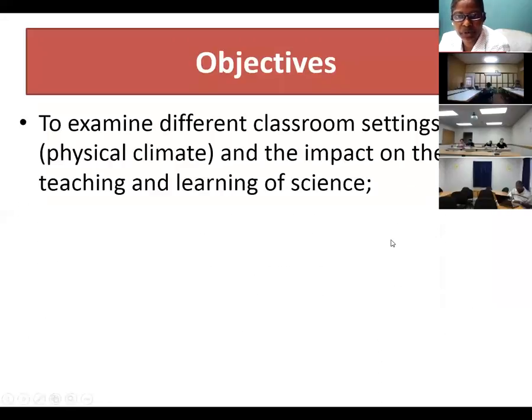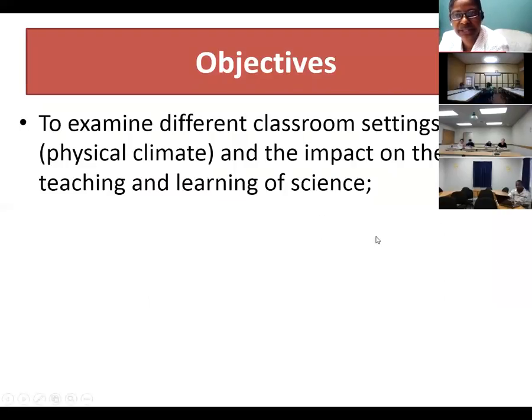So today we want to examine different classroom settings as a physical climate. Remember, for our course, we're doing the sociology of science teaching. We're looking at the interactions between students, interactions between students and teachers, and part of that is how the classroom physical environment actually maybe facilitates those interactions or even negates against positive interaction.